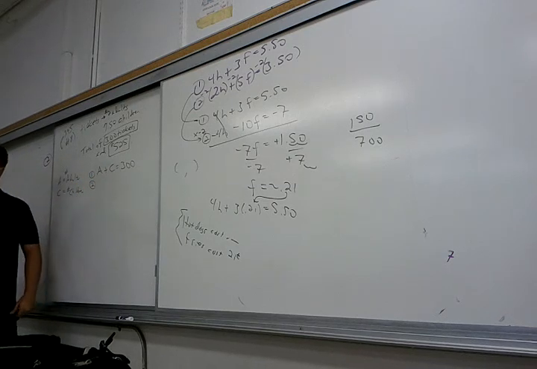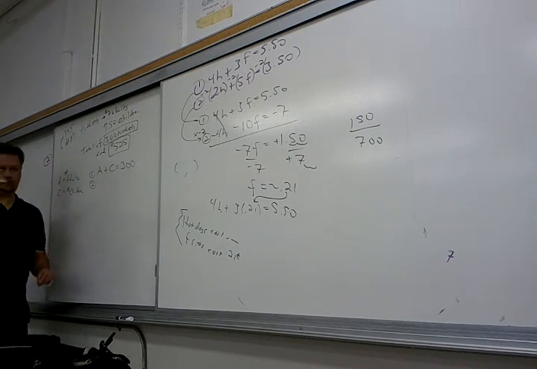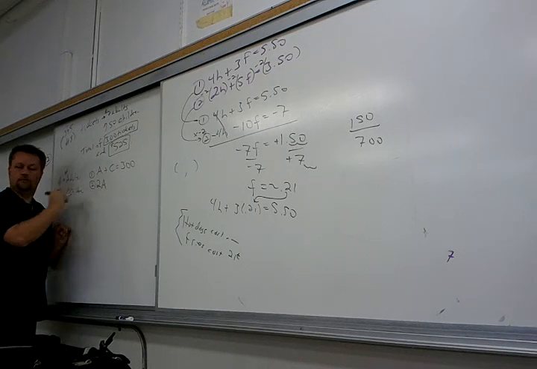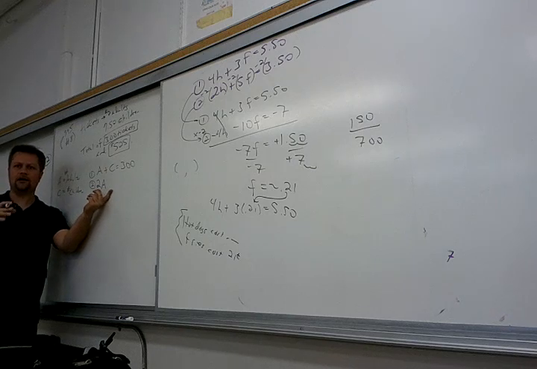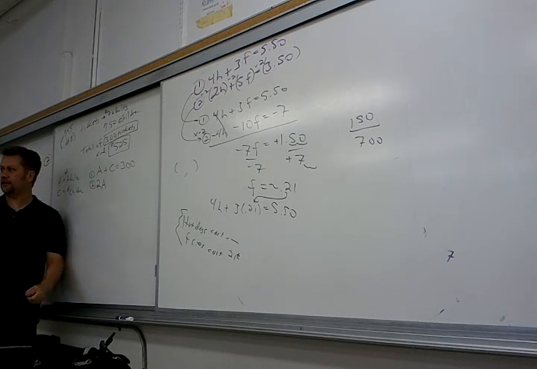$2 for every adult. So how much total money? 2A. $2 for each adult. Are you guys with me? Is it 2.00A or just 2A? And that's a lot like the hot dogs, $4 each, because it's $4 per hot dog times 8 hot dogs.